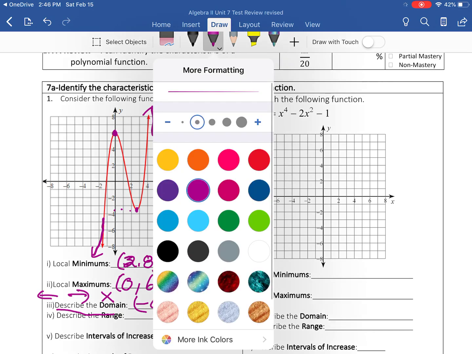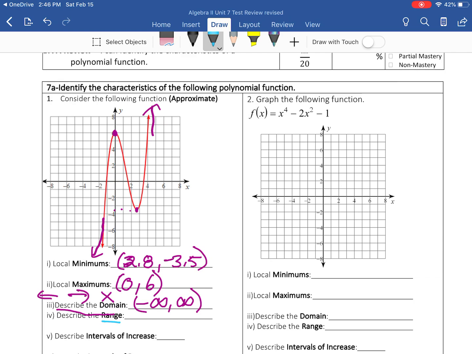Now next we look at the range. Range is going to be your y values. That's going to be how far up and down does your graph go. So I look at my graph, it has an arrow going down, it doesn't stop, it just keeps going down, and then it has an arrow going up, which also means that my range is going to be from -infinity to +infinity.